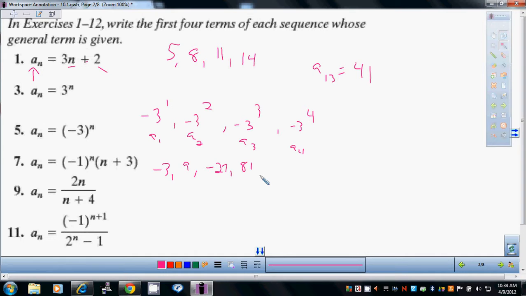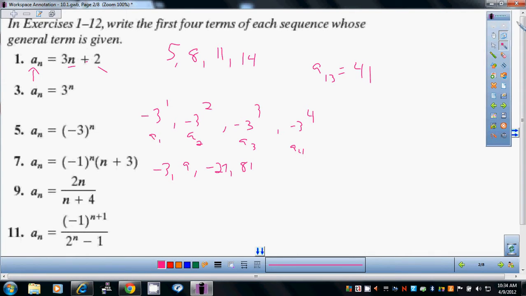So, they will alternate signs. Whenever you raise a negative to a power, you're going to be alternating signs, because anytime it has an even power, the negatives are going to cancel. It'll be positive. So if you find yourself going negative, positive, you're not necessarily wrong. That might be what it wants.